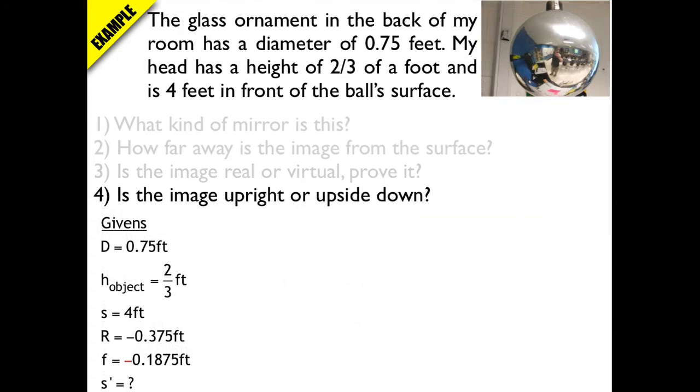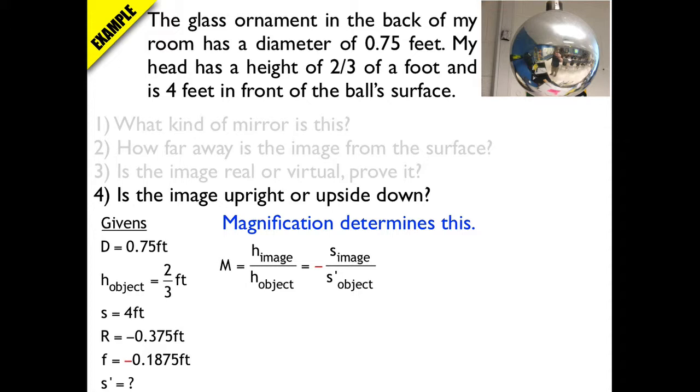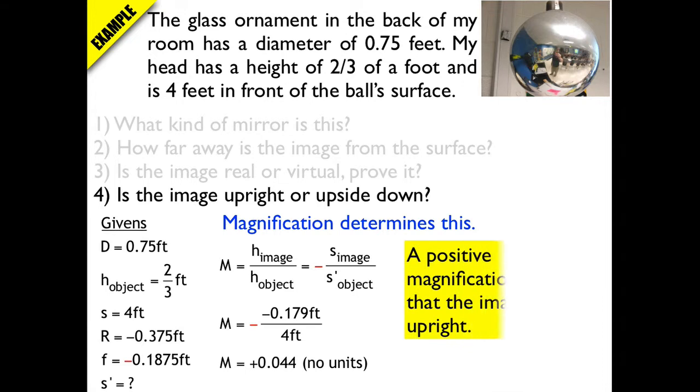Is the image upright or upside down? Well, magnification can determine this. The magnification is the image height over the object height, or negative image distance over object distance. So I'm going to use the distances. So negative of a negative 0.179 feet divided by 4 feet. Notice there was a negative in front of the formula, and the distance had a negative sign too. The two combined give me positive 0.044 for the magnification. So it's smaller than the original, and because the magnification is positive, I know that it's upright. But I knew it was going to be upright anyways because it was a convex mirror, and that's what I expect. All convex mirrors give you images that are equal to or less than the original, and they're upright.